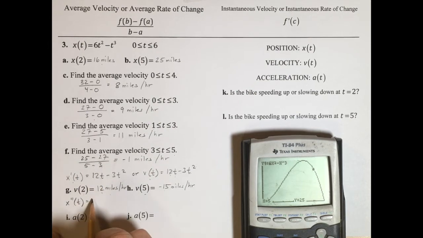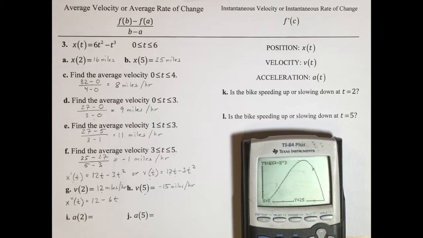The derivative of 12t is 12, and the derivative of 3t squared is 6t. I can say x double prime of t, the second derivative of x of t, or a of t, is 12 minus 6t. Let's see what his acceleration was at time 2. 6 times 2 is 12, and 12 minus 12 is 0. At time 2, his acceleration was 0 miles per hour squared.